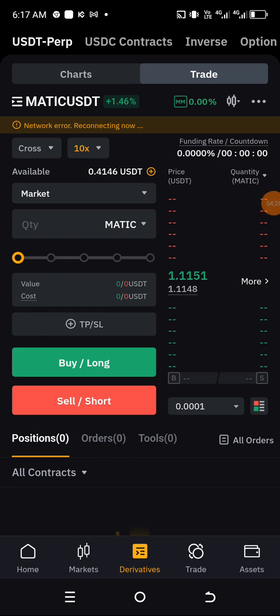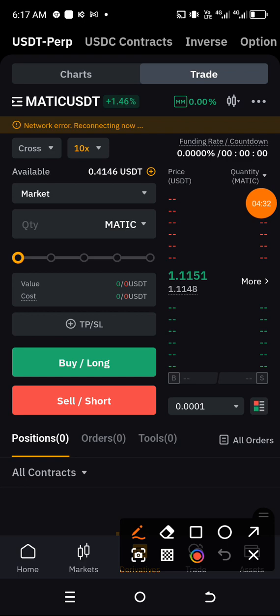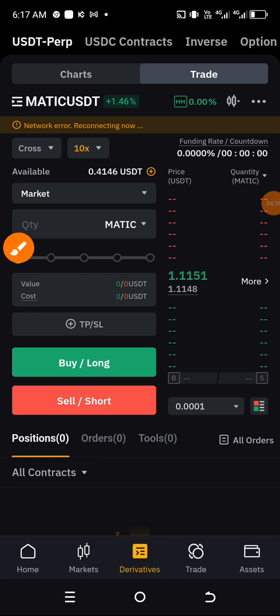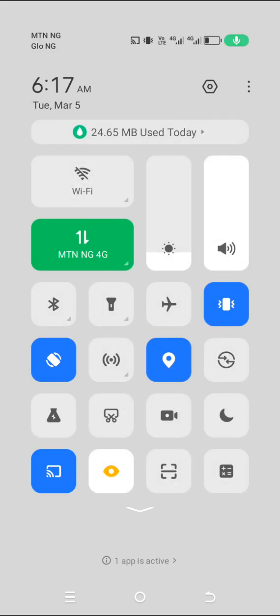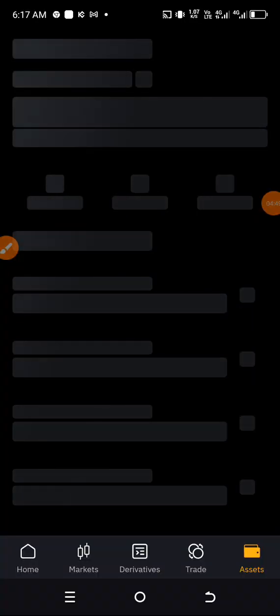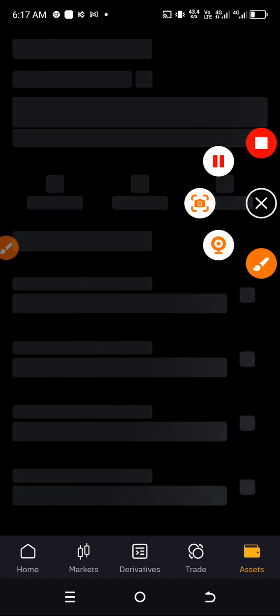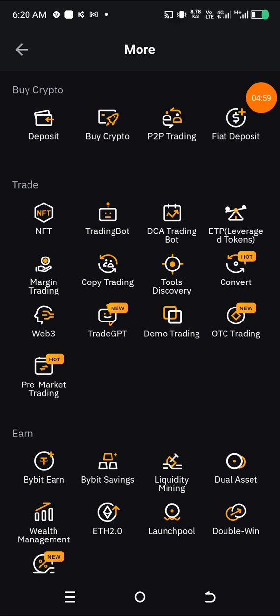And under Trade here, this is where you find the coin to buy. Under Trade, this is where you buy the coin. And under Asset is where you see your funds. So I will show you the rest around later in my video.